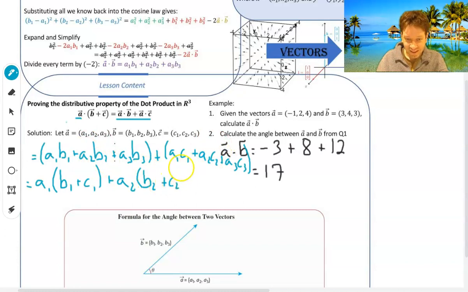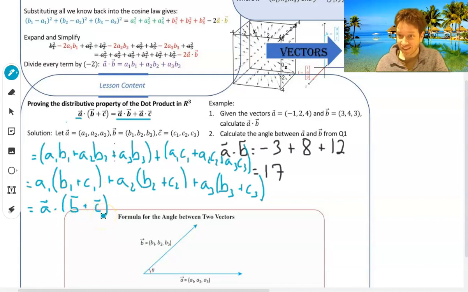You might be able to see where this is going. And I can pull out an A3, which leaves me with B3 plus C3. And this is our dot product of A with the vector B plus C. So that does equal A dot B plus C. So left side equals right side. Distributive property works for any case.